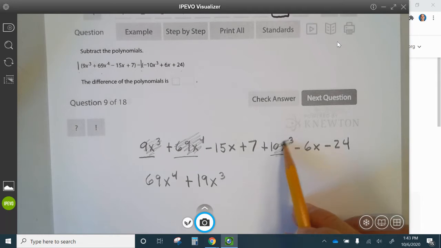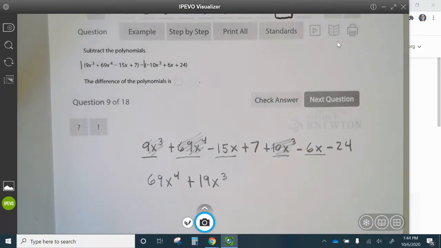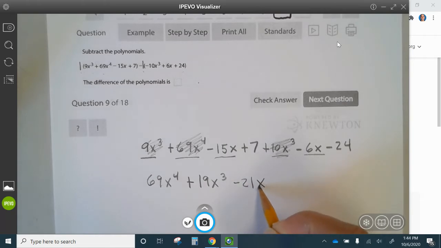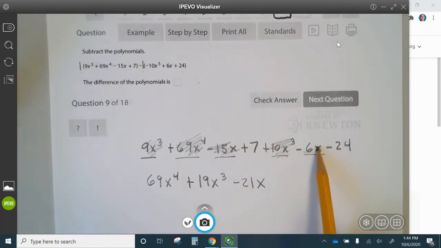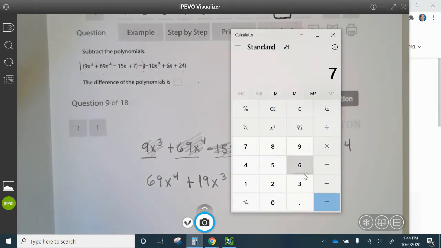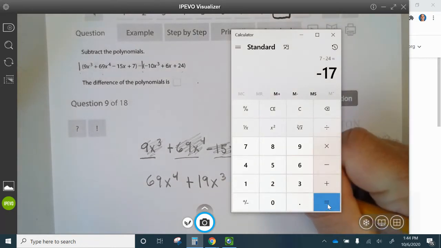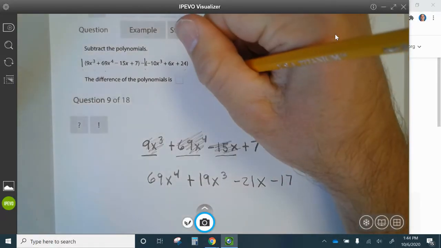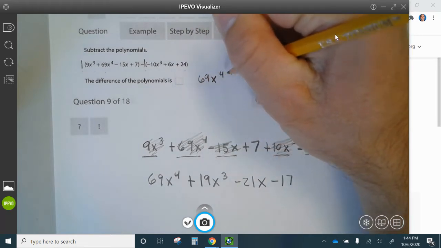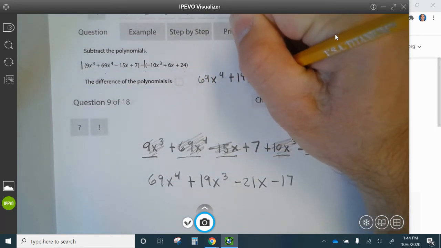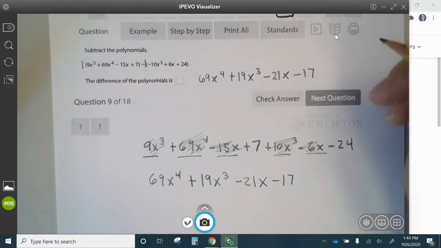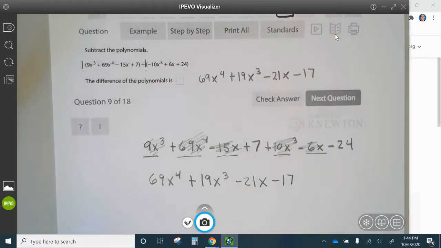Now we combine the x's. So you have negative 15x and negative 6x, which is a minus 21x. And then 7 minus 24. Let me use the calculator to make sure I don't make a mistake. 7 minus 24 is minus 17. Okay, so the difference of the polynomial is 69x to the fourth plus 19x cubed minus 21x minus 17. Okay, so go ahead and finish up problem number 9.